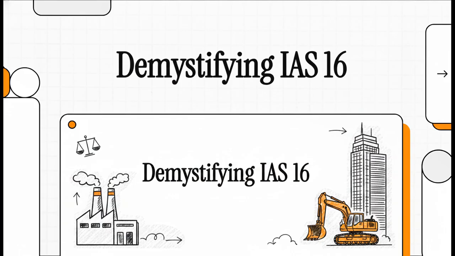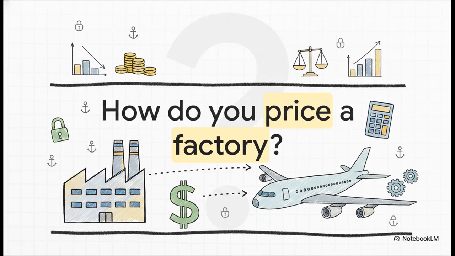Well, that is exactly the challenge solved by the rules of International Accounting Standard 16, or IAS 16. Today, we're going to completely decode this standard by following the entire life cycle of a physical asset. I mean, to really grasp why this matters, think about it. How do you actually put a price tag on a factory? Or, to use the analogy we'll be tracking throughout this whole explainer, how do you account for a commercial airline buying a brand new multi-million-dollar jumbo jet?